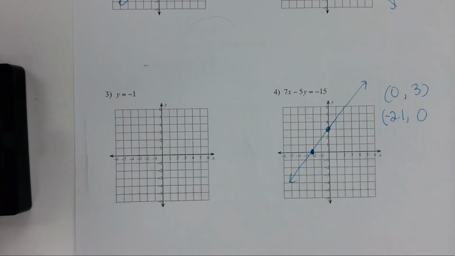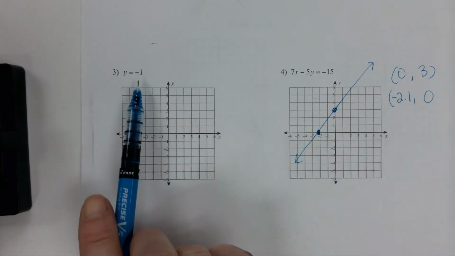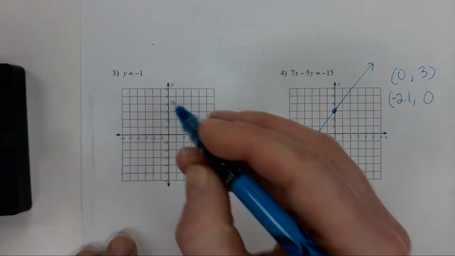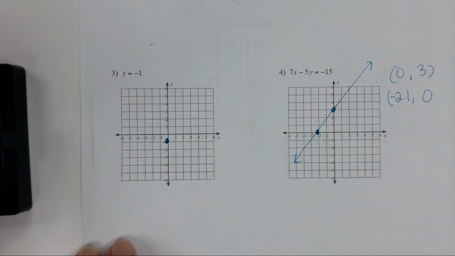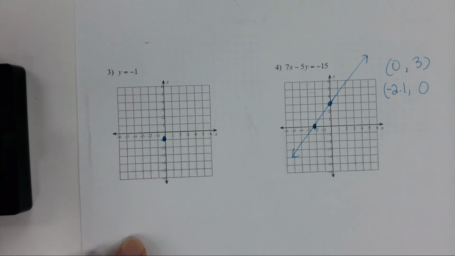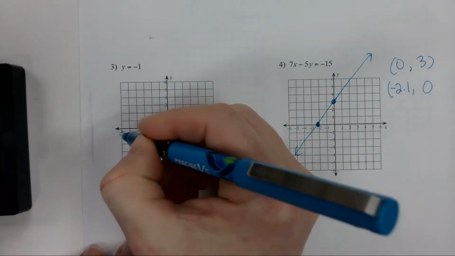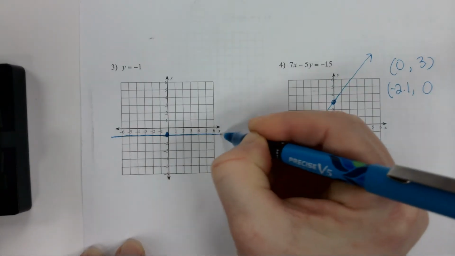Okay, let's quickly review horizontal and vertical lines. y equals -1 tells you the y-intercept. So go ahead and put -1 on the y-axis, and I draw a horizontal line through that. Those are as easy as that.